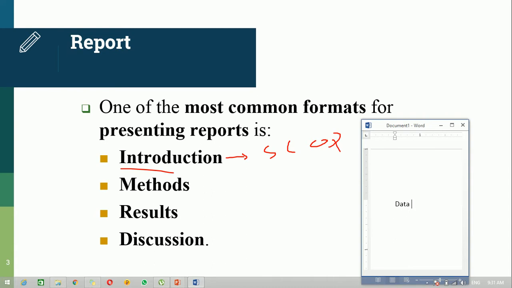Method means data collection. How much data have we collected, and how did we collect the data? What methods were used to collect the data? The methods are also called procedure. So what methods were used while we were conducting or writing a report.